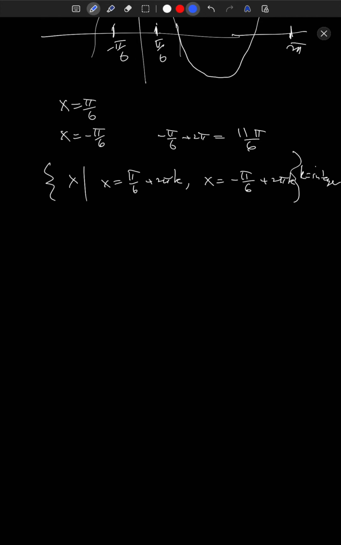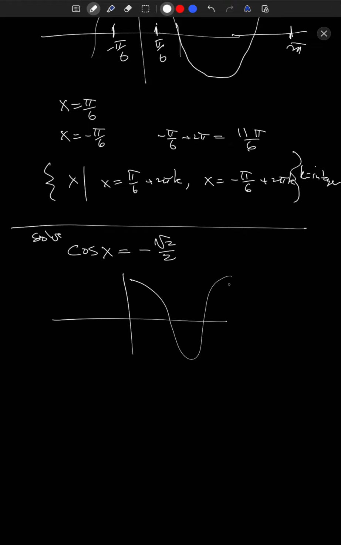Okay, let me do one more kind of half example for cosine. What if I need to solve cosine of x equals minus root 2 over 2, right? Then I know that cosine of pi over 4 is root 2 over 2, right?